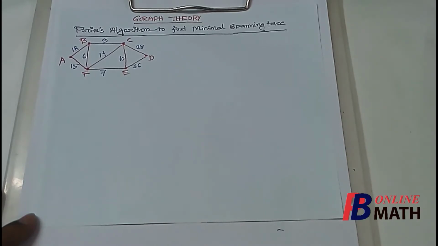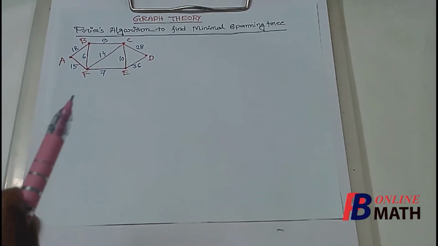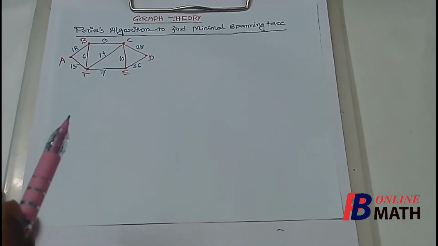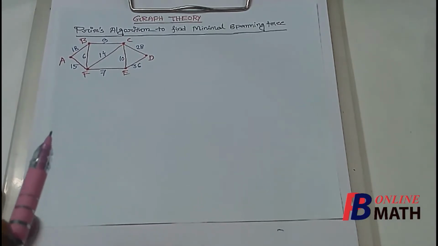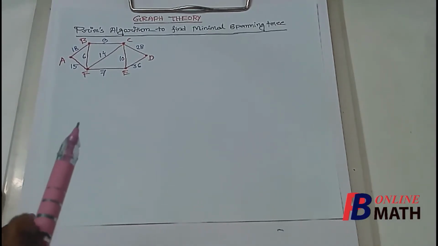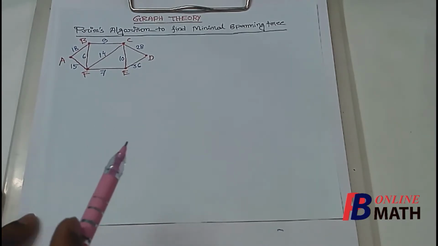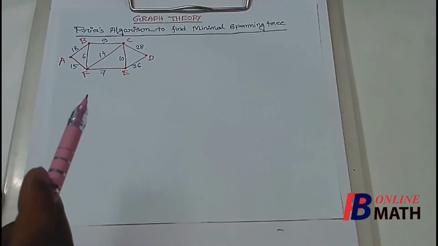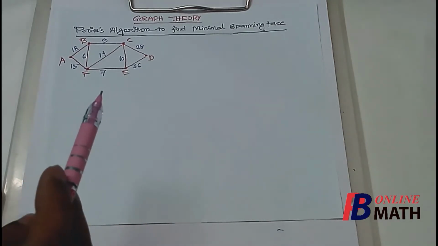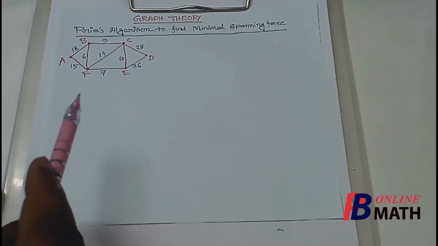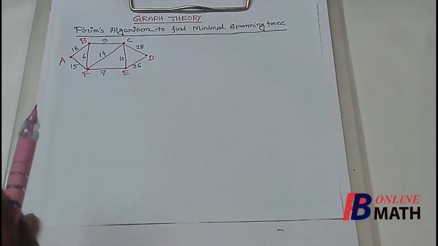So let us consider one example. Suppose this is the given weighted graph. This graph has 6 vertices and a number of weighted edges. We have to find the minimal spanning tree from this weighted graph by Prim's algorithm. Now this is a weighted graph and this is not a tree because the graph contains at least one circuit.